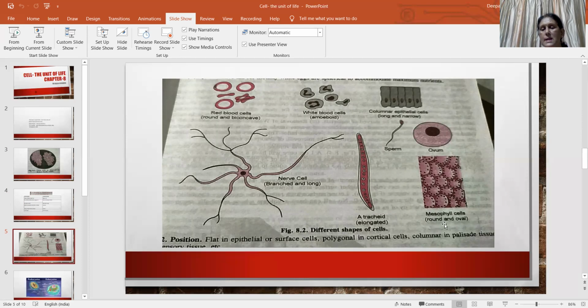So mesophyll cells, these are found in leaf. In leaf, we know that leaf are elongated or oblong. They are green color, they perform photosynthesis. But if we dissect or see under microscope, then it contains many elongated cells. Those are called mesophyll cells. So these are the different shapes of the cells depending on their functions.